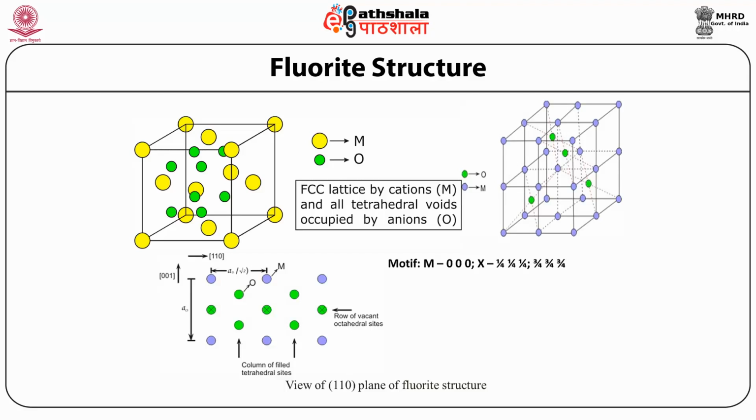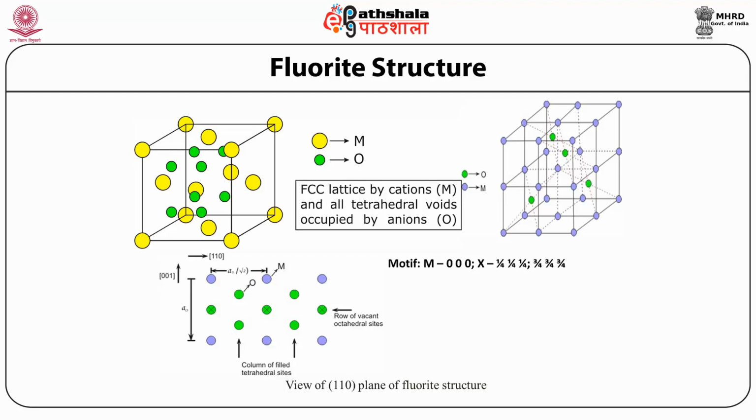On the below right corner of the slide, you can see the view of the 110 plane of the fluorite structure. In this structure, you can see that 8 primitive cubic unit cells made by anions are joined together to make a big cube, and cations occupy the centers of 4 of these small cubes in an ordered fashion. So till now it is clear that fluorite structures are FCC.